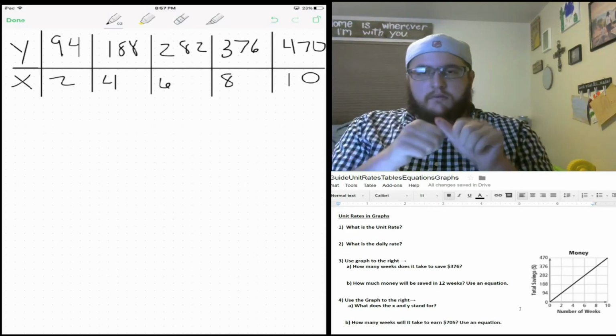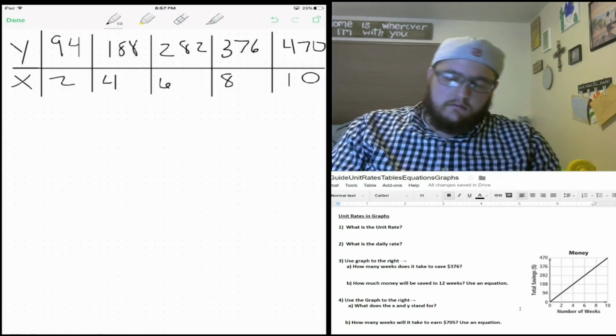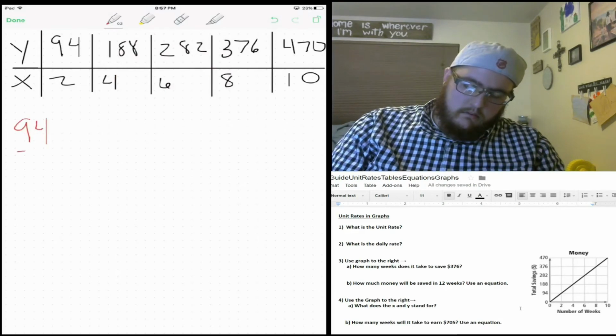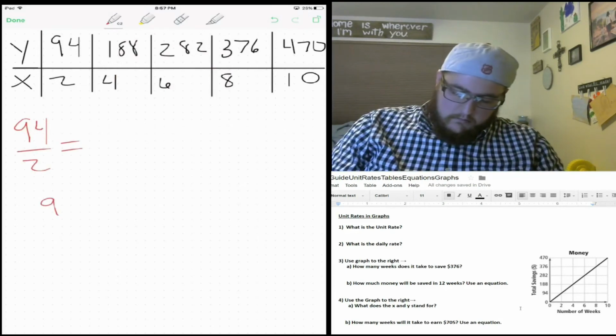So it says, what is the unit rate? Well, remember that unit rate must be y divided by x. So we can go ahead and take one of our points and divide it to find the unit rate. We're not going to need to confirm a constant rate of change or a constant unit rate, because we can see that our line is straight on the graph and it passes through the origin. So we'll do 94 divided by 2.